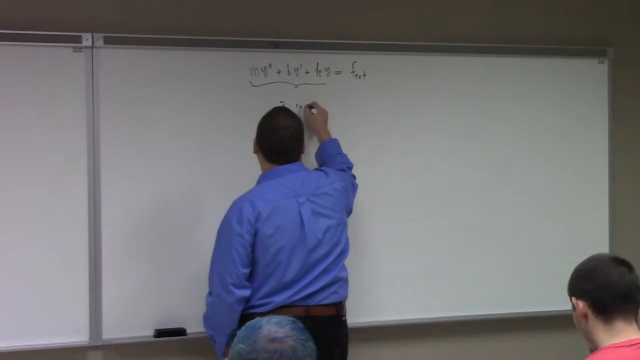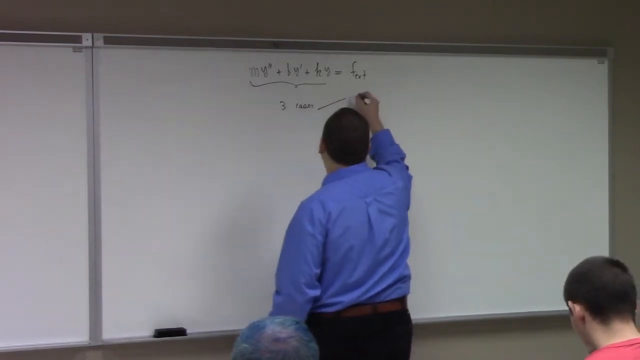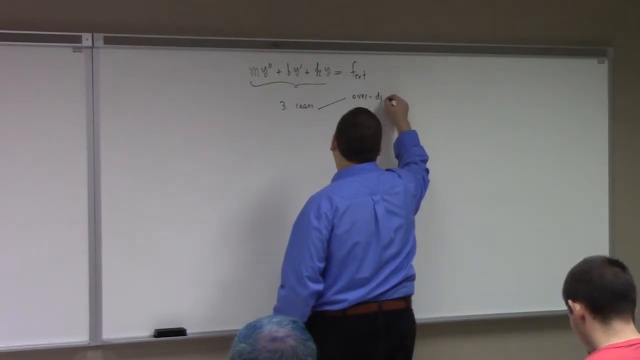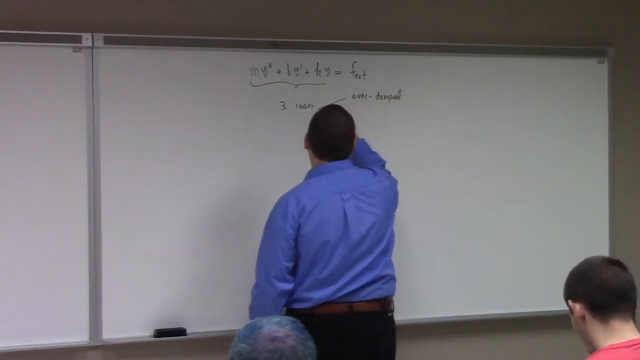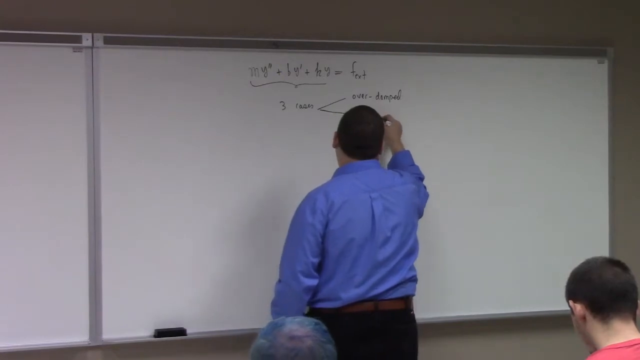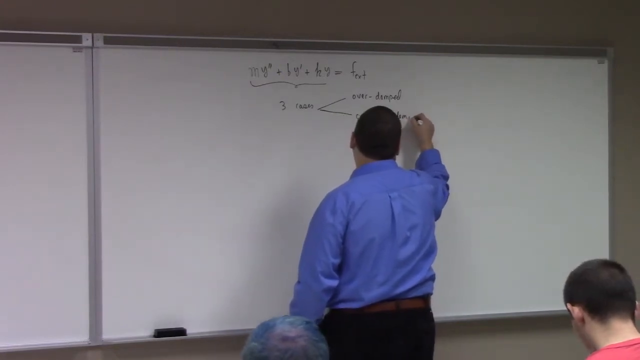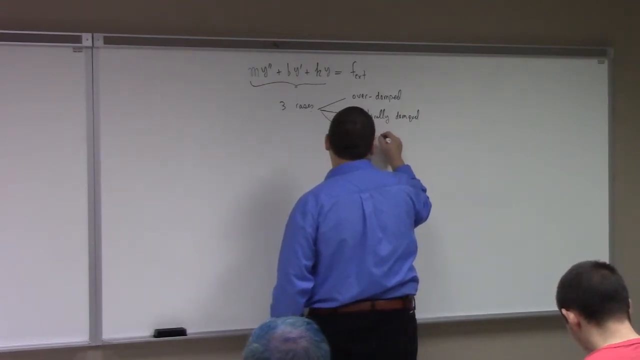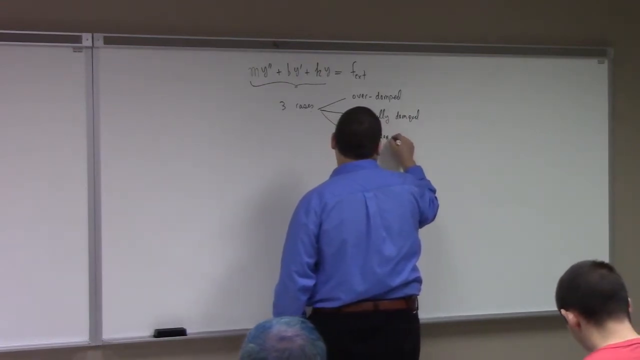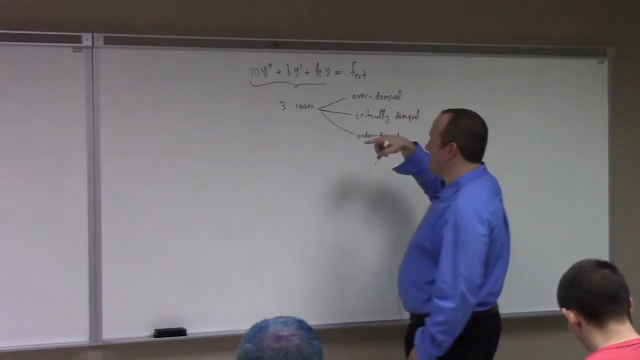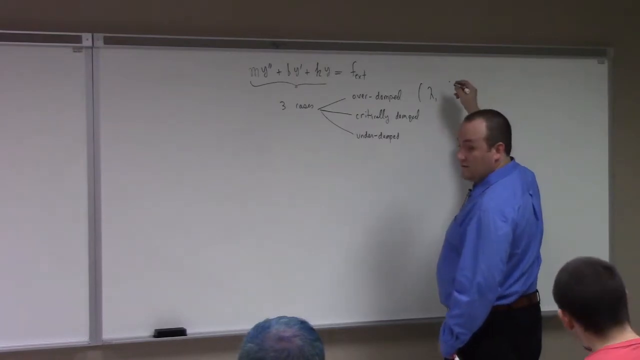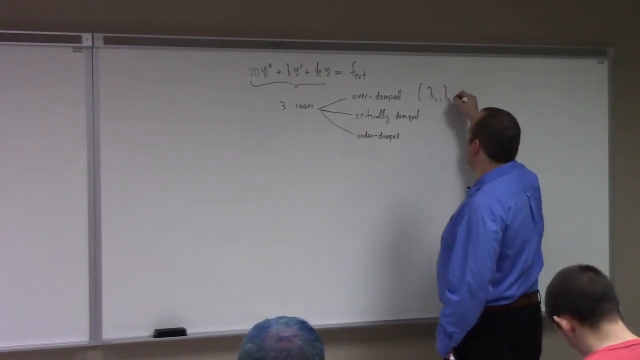There are 3 cases, right? You've got overdamped, you've got critically damped, and what's the other case? Underdamped, or sometimes called weakly damped. These are just different cases. In terms of the characteristic values for the characteristic equation, lambda 1 and lambda 2 are both distinct real.